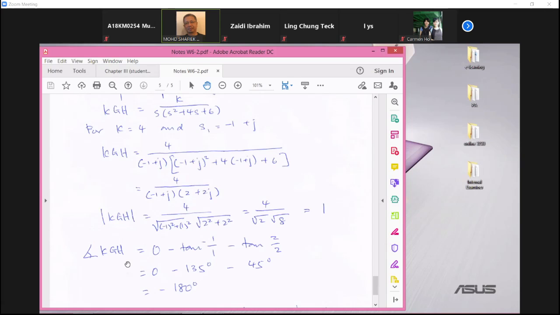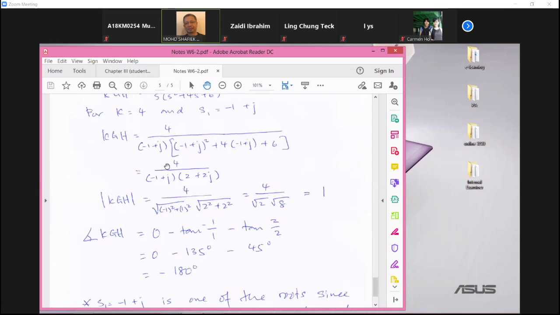And the second part is the angle of this expression. The numerator is equal to 4. So the angle of 4 is just 0. 4 is just a real number, so the angle is 0. And then we have the denominator.